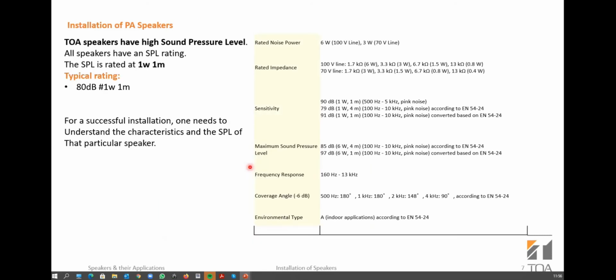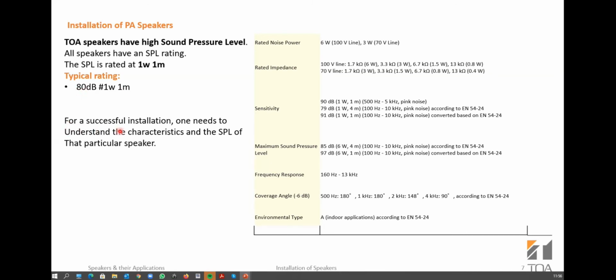Installation of PA speakers. TOA speakers have high SPL, which you guys should know. SPL means sound pressure level. This is the amount of sound that you hear in your eardrums when you are supplying that particular speaker with 1 watt of power and standing 1 meter away. So for example, if I take this speaker from TOA, I can tell that if I supply it with 1 watt of power and I stand 1 meter away, in my eardrums I'm able to receive 80 dB.